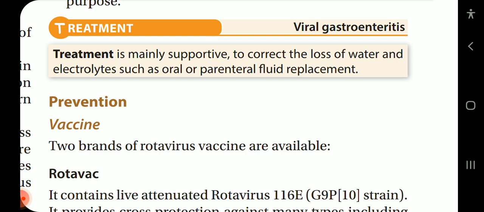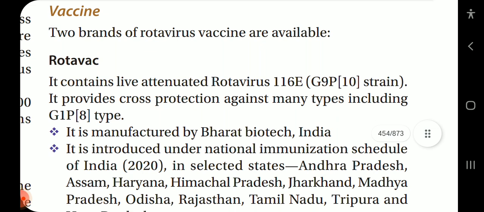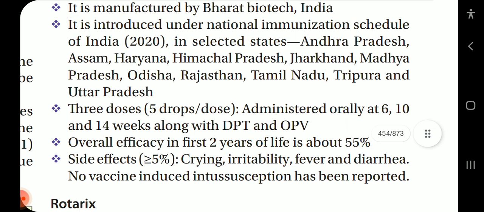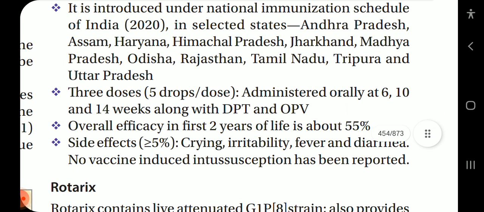Prevention. Vaccine. Two brands of rotavirus vaccine are available. Rotavac contains live attenuated rotavirus 116E, G9P10 strain. It provides cross protection against many types, including G1P8 type. It is manufactured by Bharat Biotech, India. It was introduced under the National Immunization Schedule of India in 2020 in selected states: Andhra Pradesh, Assam, Haryana, Himachal Pradesh, Jharkhand, Madhya Pradesh, Odisha, Rajasthan, Tamil Nadu, Tripura and Uttar Pradesh.